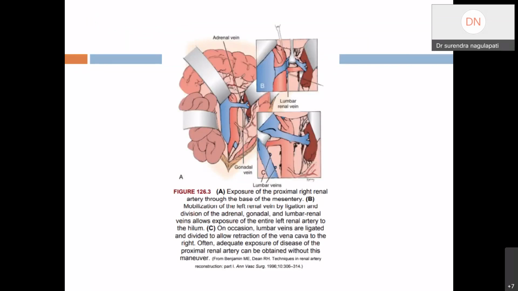Coming to the exposure of the right renal artery, the proximal right renal artery is seen at the base of the mesentery. Mobilization of the left renal vein by ligation and division of the adrenal, gonadal, and lumbar veins allows exposure of the entire renal artery to the hilum. On occasion, the lumbar veins are ligated and divided to allow retraction of the vena cava to the right.